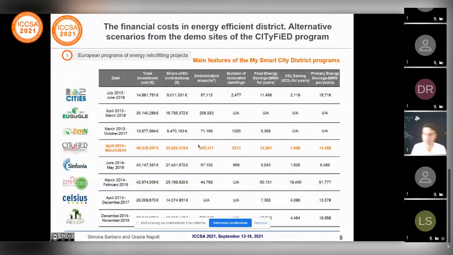In a previous study, we compared the characteristics of the programs in order to analyze some of the critical issues affecting the economic viability of the projects. The results show that they are very different in terms of coordinator, strategic approach, share of European funding, but also in terms of energy and CO2 savings achieved, as you can see in this table.